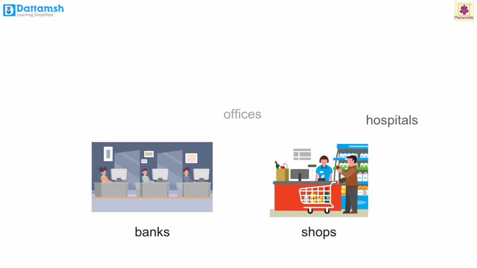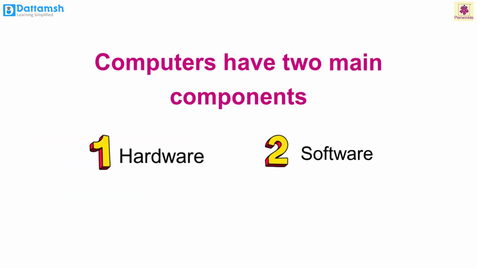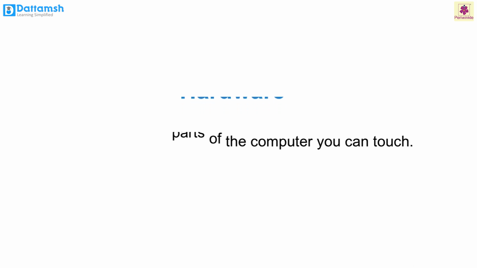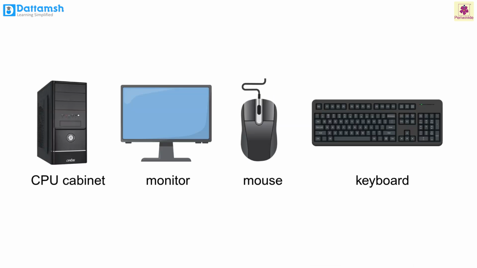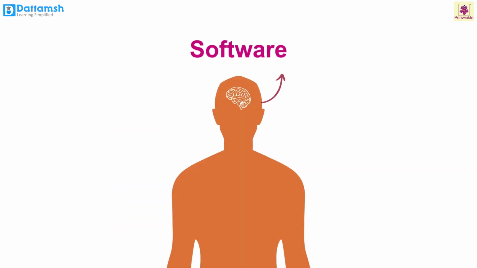But hey, have you ever wondered what is a computer made of? Let's find out. Computers have two main components: hardware, software. Hardware is the parts of the computer you can touch, like CPU cabinet, monitor, mouse, keyboard. Hardware is the body of the computer. But a body needs a brain to work, right? That's where software comes in.